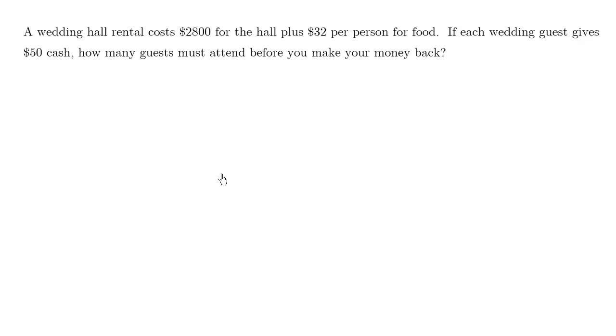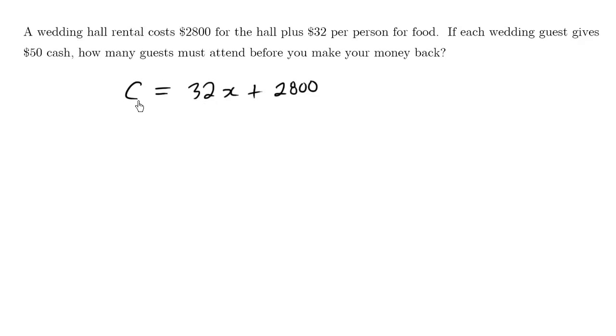So here we need to think about what kind of equations we have. The cost depends on the number of people we have: $32 times the number of people, we'll just call this x, plus a fixed amount, which is $2,800. So this is going to be an expensive wedding, especially if there are more people.